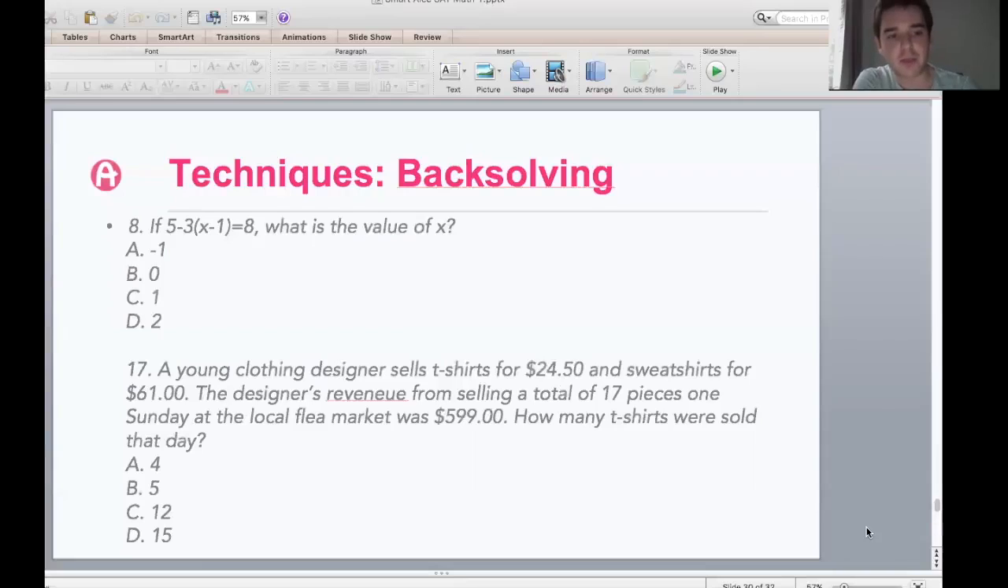let's start with B. If you plug in B, or 0, you get 0 minus 1 is -1. -3 times -1 is 3. 5 plus 3 is 8. That's correct. Boom, you're done.